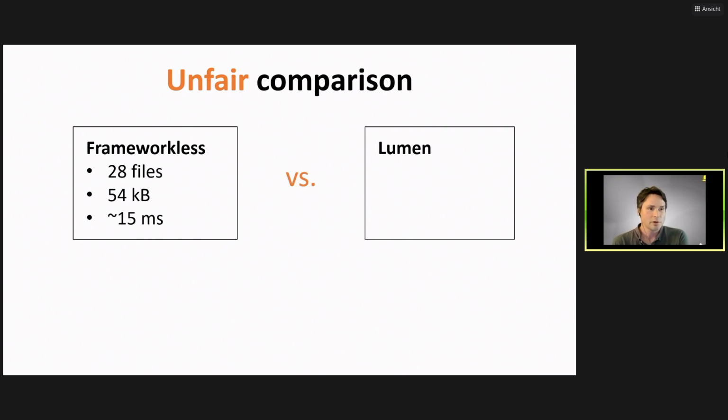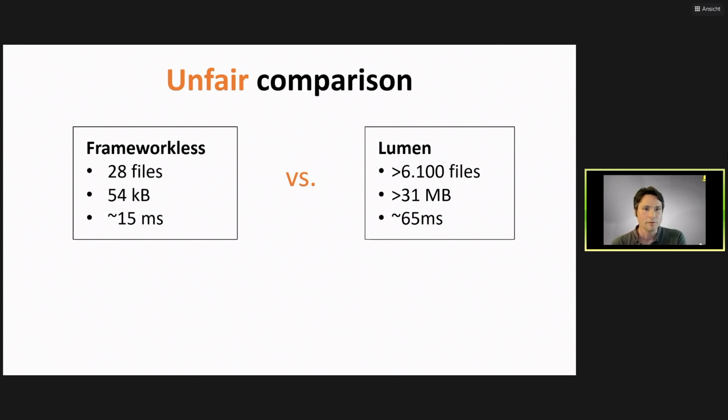Versus Lumen. I chose Lumen because it's the microservice framework from Laravel, so it's specialized for microservices. When you install it, it comes with above 6,000 files, 31 megabytes, and the response time is 65 milliseconds on the same machine, same setup. So you see there is some significant overhead which a framework produces. And I know it's unfair. I called it an unfair comparison because Lumen offers much more functionality than my little web service.